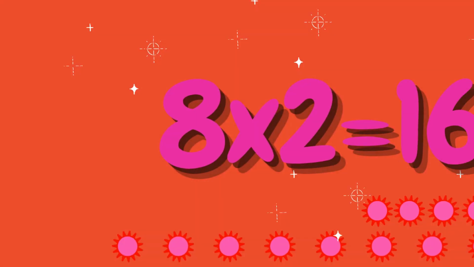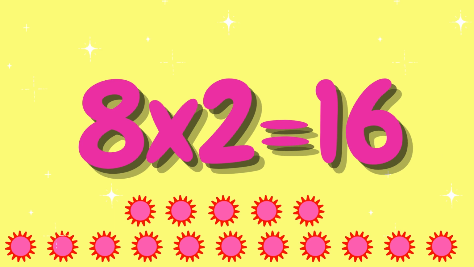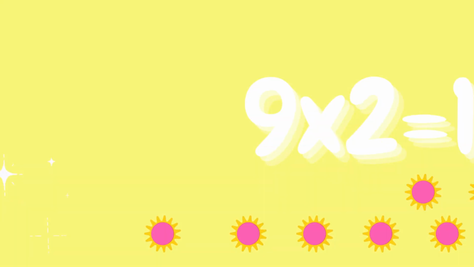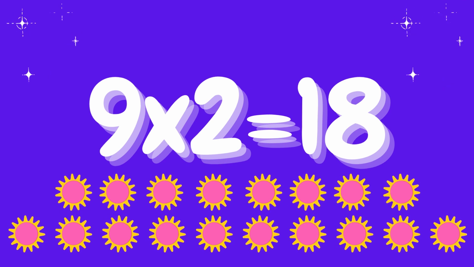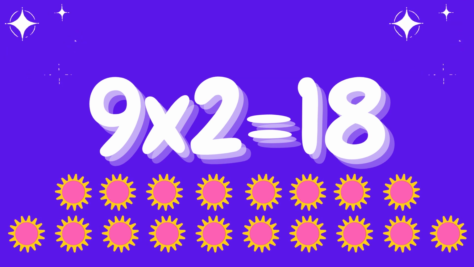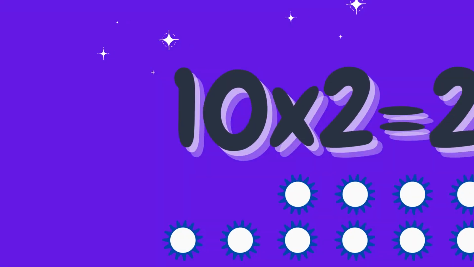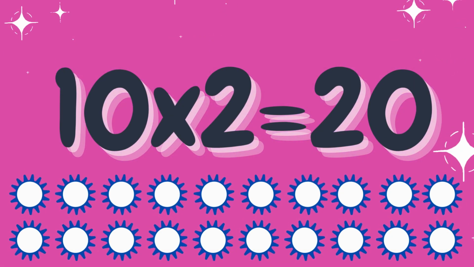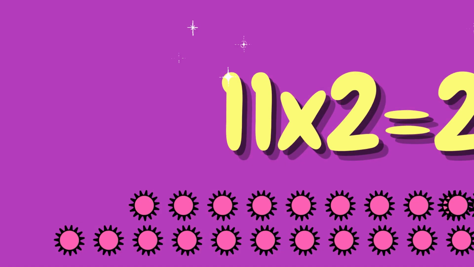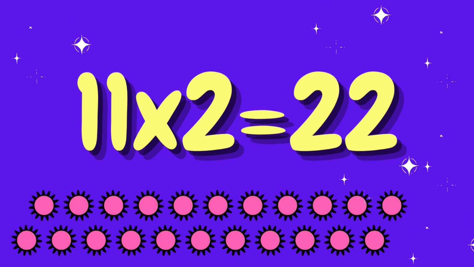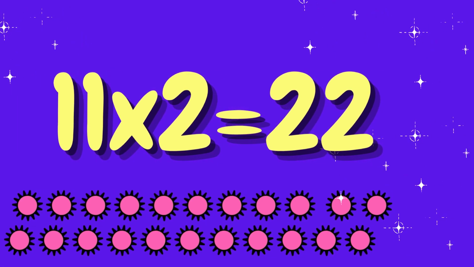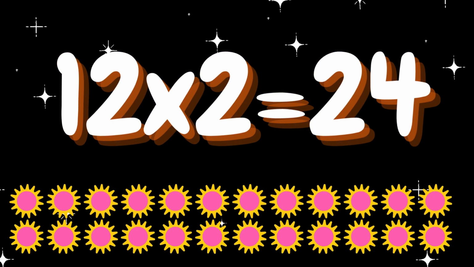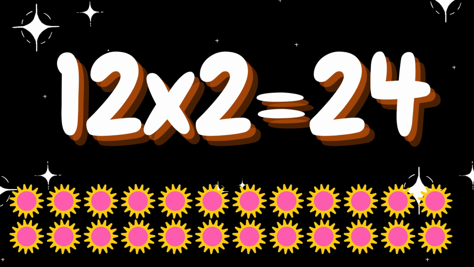7 times 2 is 14. And 8 times 2 is 16. 9 times 2 is 18. And 10 times 2 is 20. 11 times 2 is 22. And 12 times 2 is 24.